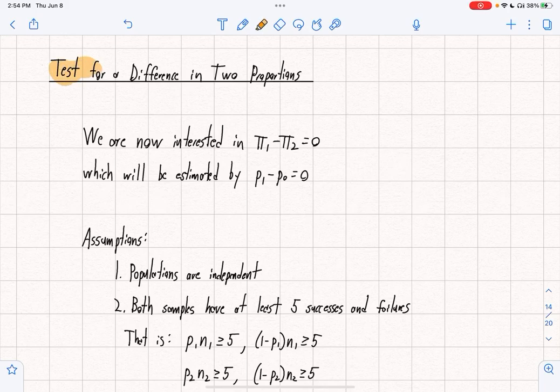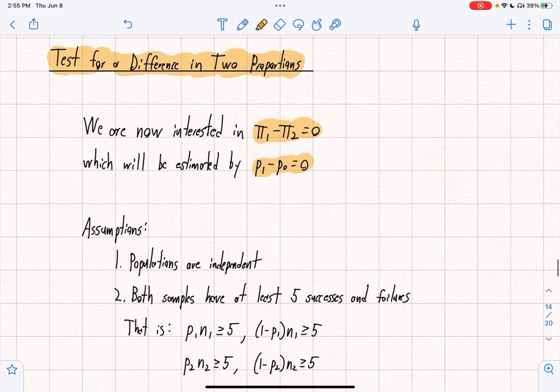All right, now we're going to do a test for a difference in two proportions. So up to this point in this chapter, we've really just been working with sample means, and now we're transitioning to sample proportions. So instead of mu1 minus mu2, it's now pi1 minus pi2, because we're now looking at proportions. And of course, this will be estimated by p1 minus p2, which are our sample proportions.